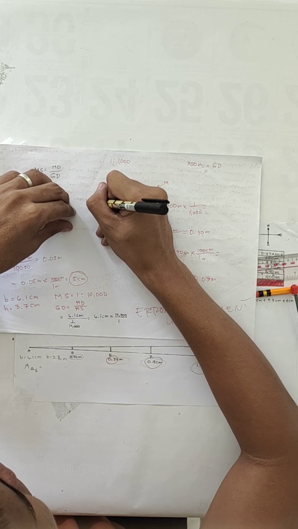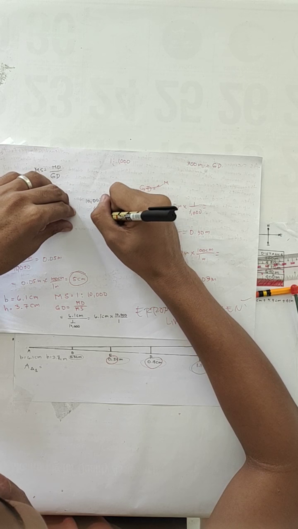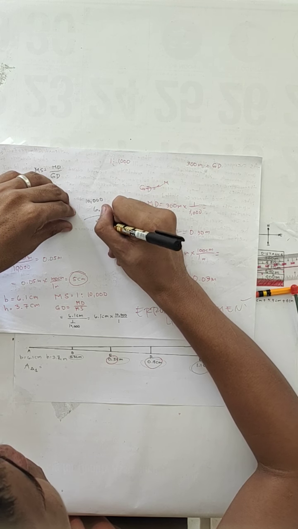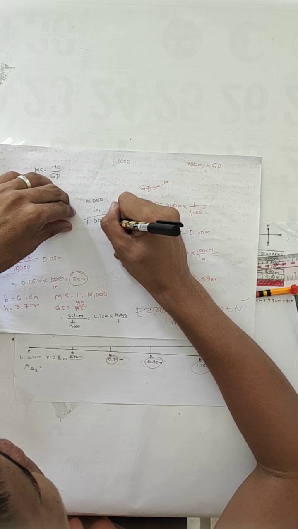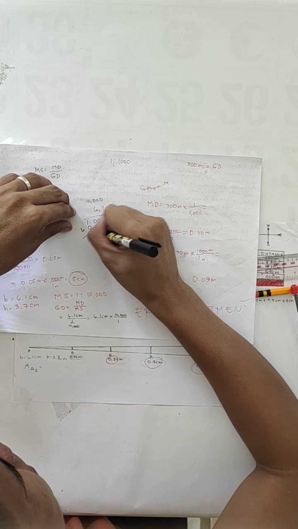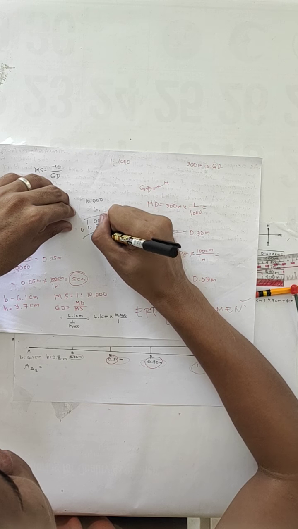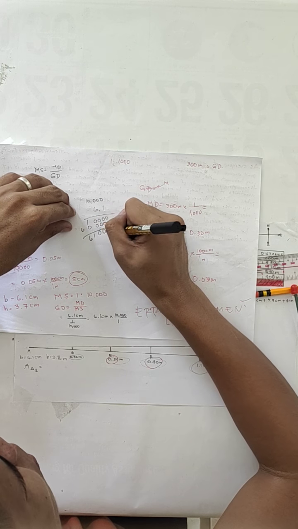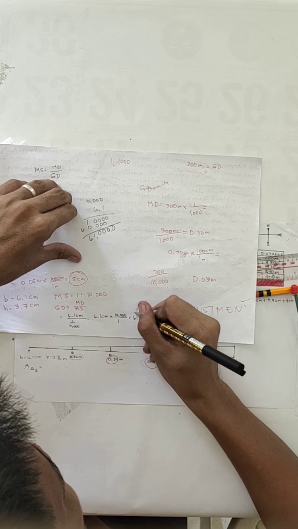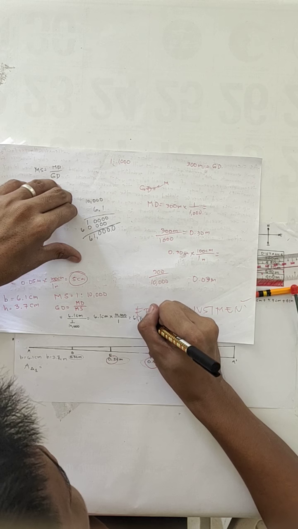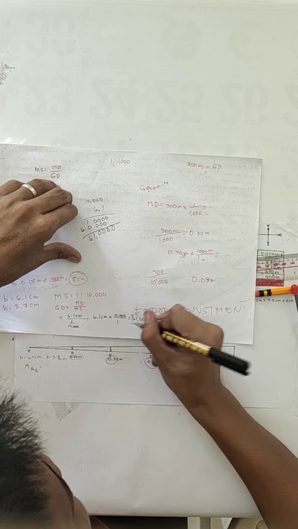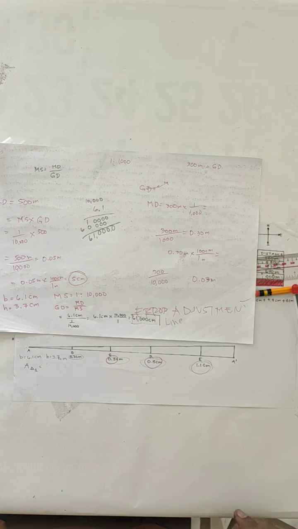So 6.1 times 10,000 is 61,000 centimeter. So are we done? 61,000 centimeter. Not yet.